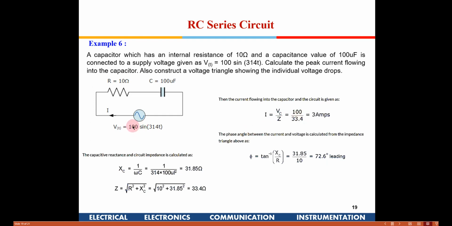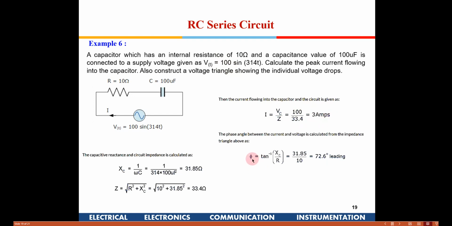Suppose instead of 100 sine 314t, it is given that a source of 100 volts with omega equal to 314 is given. In that case you have to infer that since it's written 100 volts source, it is the RMS value. So if you divide like this, you will get the RMS current, and then to get the peak value you need to multiply it by root 2. But in this case it is clear this is the peak value 100. So we straight away divide by Z and get the peak current out here, right.